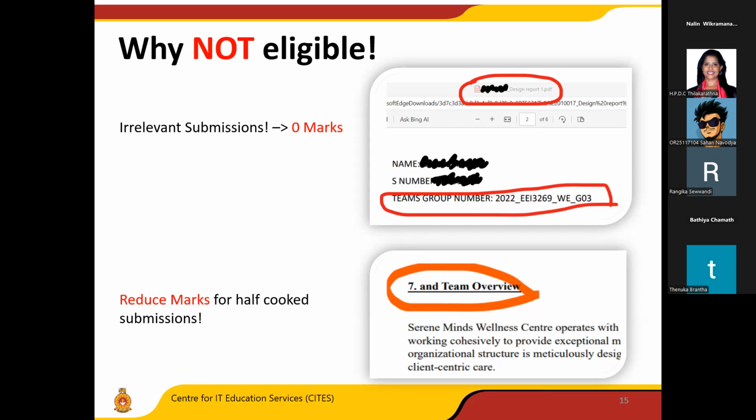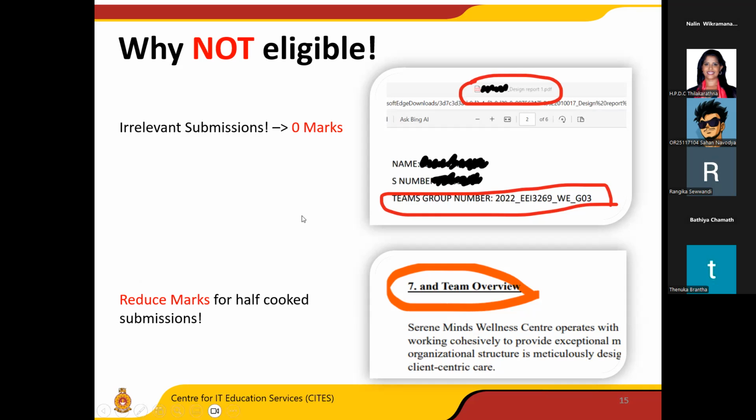Also, please remember that partially completed assignments will receive half marks. If you complete only half of the assignment, with half-cooked submissions, you will receive only half of the marks. We cannot award full marks for incomplete work. So you should be responsible, honest, and careful when submitting your assignments.